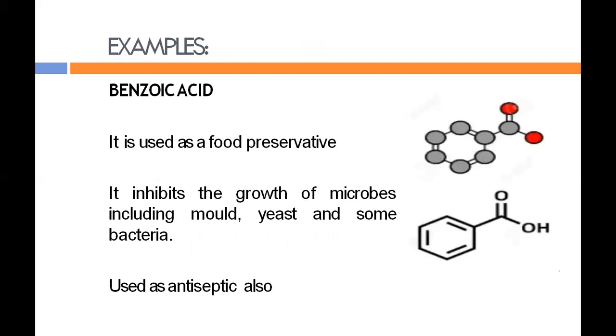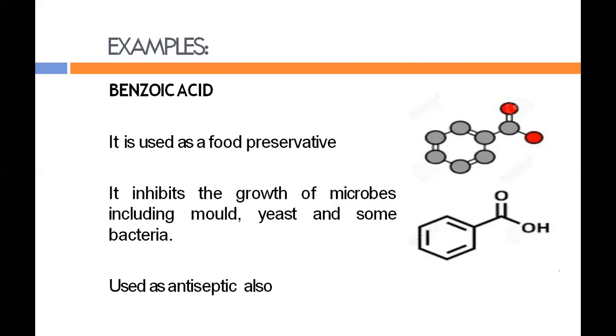Now, examples. The first example is benzoic acid. There are 3 to 4 examples of preservatives which you will have to learn by heart. So the first example is benzoic acid. It is a widely used preservative. It is also commonly used as a food preservative along with medicaments. It has a very broad spectrum of activity. It is also used as an antiseptic at higher concentration.